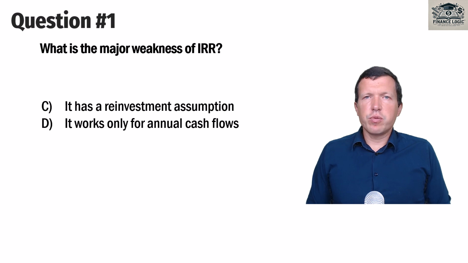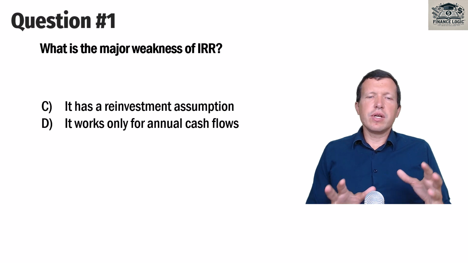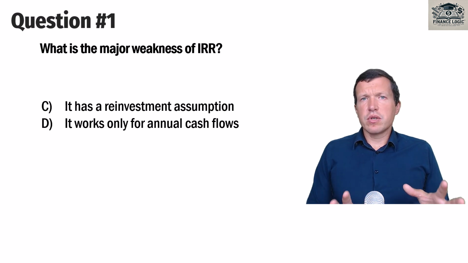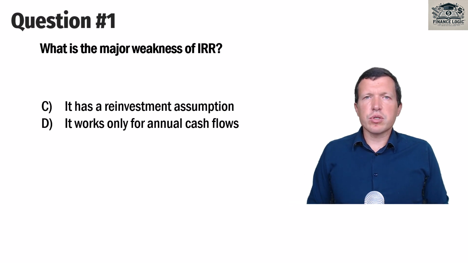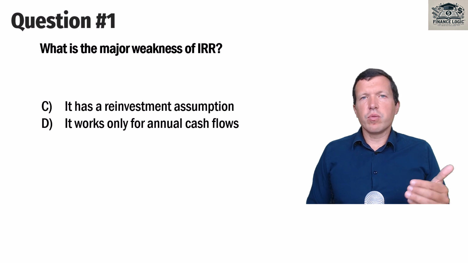Option D, it works only for annual cash flows. In all our examples we assumed annual cash flows, but in real life we may have monthly cash flows, quarterly cash flows, or whatever. IRR can be estimated on any cash flow pattern, whatever it is. So D is not a weakness.